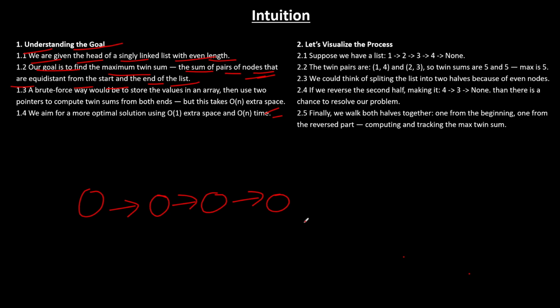Now let's try to visualize how we are going to do it with O(1) space. Suppose we have a linked list of 1, 2, 3, 4, and it points to None, of course. What are the twin pairs for this? It is 1 and 4, then 2 and 3. Let me take a longer linked list.